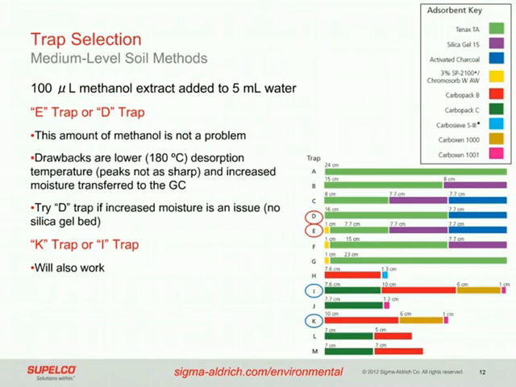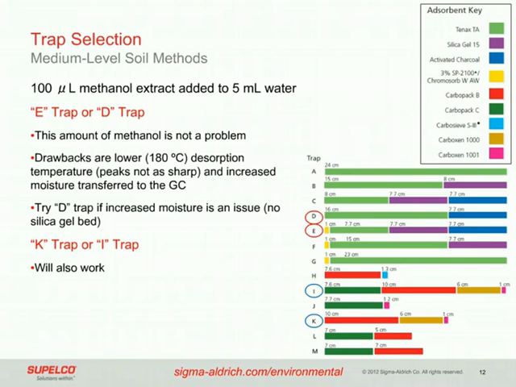For doing medium-level soil methods, this is where you might be able to dedicate a system if you have a large project coming through with a lot of medium-level soils. If you can dedicate an instrument, I recommend doing either an E-trap or a D-trap. What this is with a medium-level soil is typically you do a soil extract with methanol, and then you spike 10 or 100 microliters of that methanol extract into 5 milliliters of water. This amount of methanol is not a problem for the E or the D trap.